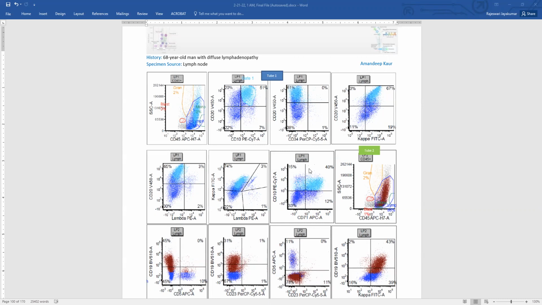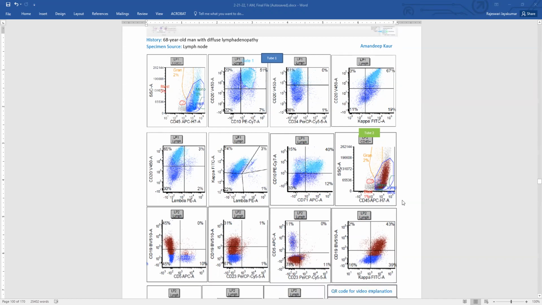And they also express CD71. CD71 is usually positive on the germinal center B cells. So this is a germinal center B cell neoplasm arising from the germinal center. So it's positive for CD10 and CD71.